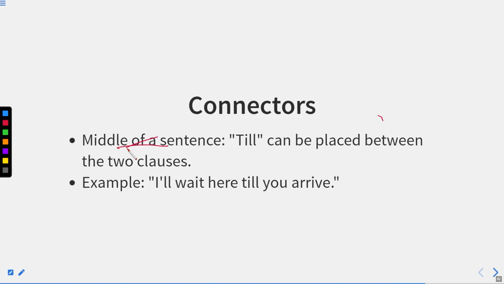Middle of a sentence. Yes, this is of course the correct part. We should use in fact till in the middle of the sentence. Till can be placed between the two clauses. I'll wait here till you arrive.